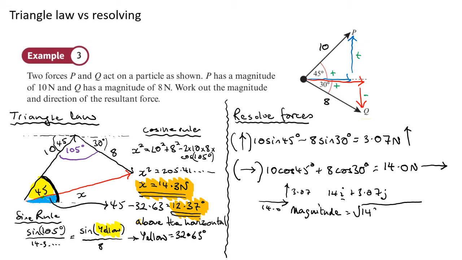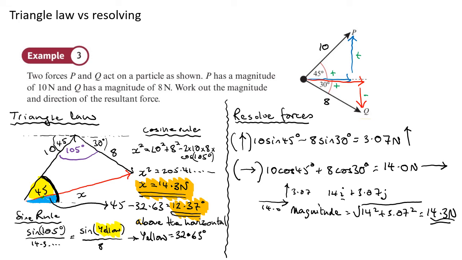So square root of 14 squared plus 3.07 squared, and hopefully we should get the same answer as the triangle way of doing it, the triangle law. So 14 squared plus 3.07 squared, I get 14.33, 14.3, same answer. And I think an easier way of getting the same answer, so the magnitude is the same.